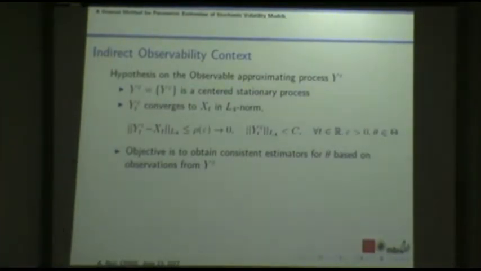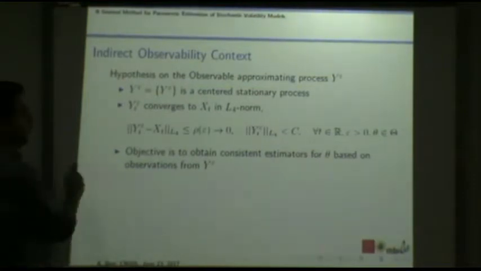And then Y(t) epsilon converges to X(t) in the L4 norm, with the order or speed of convergence captured by this rho epsilon, which will converge to 0 as epsilon goes to 0. This is the sense in which my approximating process converges to the true process. In addition, I have a uniform bound in L4 norm for the process Y(t) epsilon.